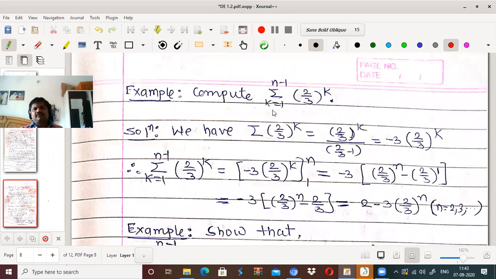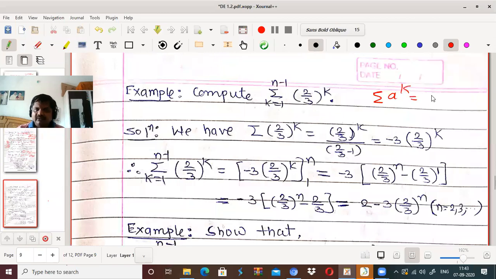Compute the summation from k equals 1 to n minus 1 of (2/3)^k. Now, again we have to find the definite summation, so for that we must know the indefinite summation. We know that the indefinite summation of a to the power k equals a to the power k upon a minus 1. So what is the indefinite summation of (2/3)^k? It is (2/3)^k upon 2/3 minus 1.